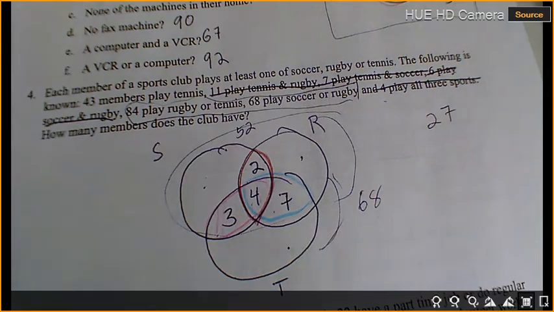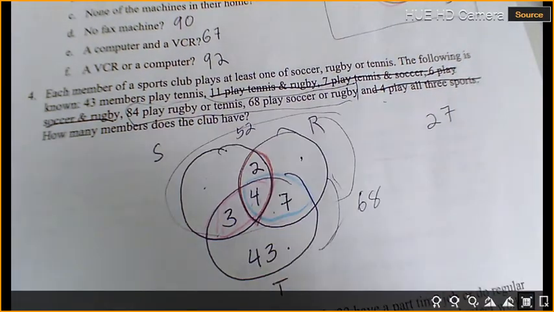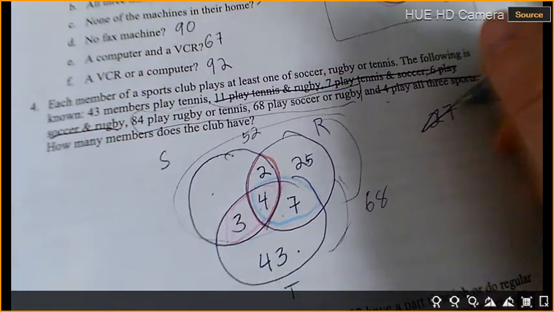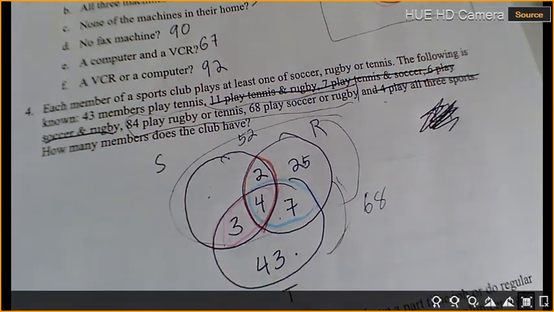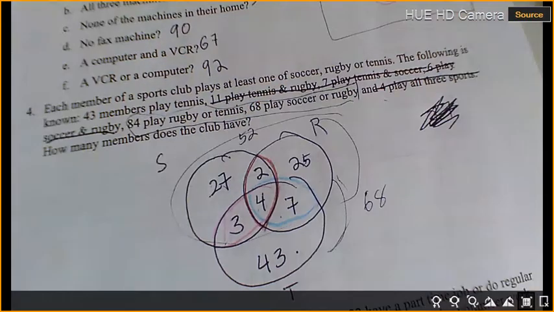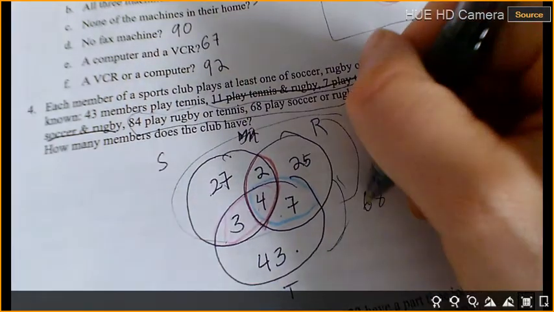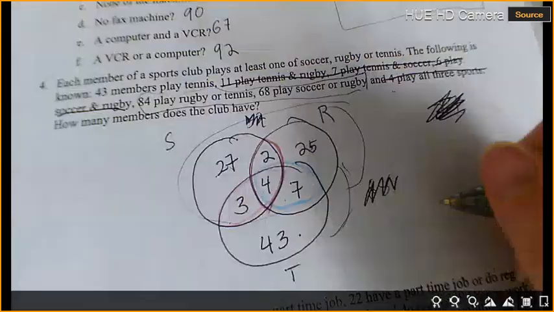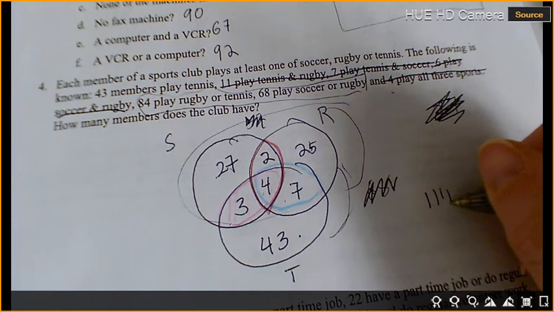Oh, 43 play tennis. There's where I'm missing. Okay, what's 68 minus 43? 25. Because not 43 play all together, it's just 43 play tennis. And then what's 52 minus 25? 27. There we go. And now we can ignore these numbers and we can add all of these up together. 27 plus 2 plus 4 plus 3 plus 7 plus 25 plus 43 gives us 111 club members.